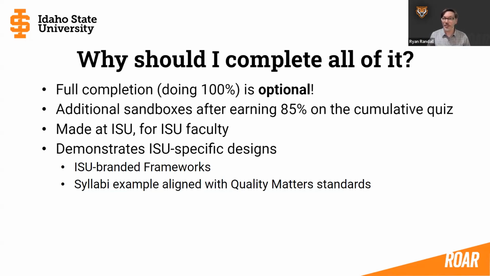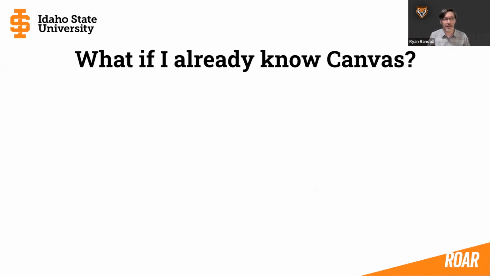So those are some of the reasons we encourage you to complete everything, but completion here is engaging with all the material. The one thing that you'd want to do in order to be able to start having your own sandboxes and start building your own courses subsequent to this, again, would be earning an 85% on that one cumulative quiz at the end.